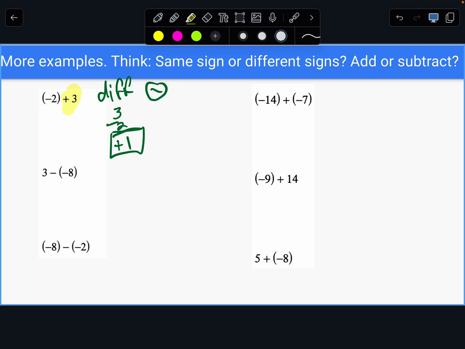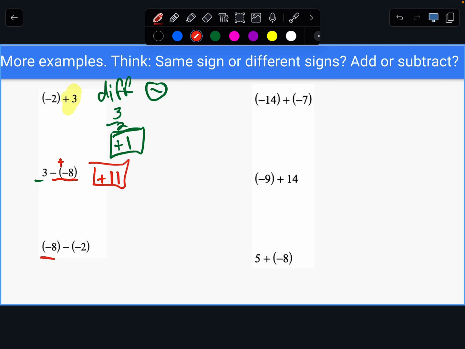Next one, same sign or different signs. Okay, we have a 3, and then we have a -8. Okay, so that means, remember we learned already, minus and a minus makes positive. So this is a +3 and a +8. Those are the same sign. So that means we add them together. 3 plus 8 gives you 11. And then since they're both positive, our answer is positive.